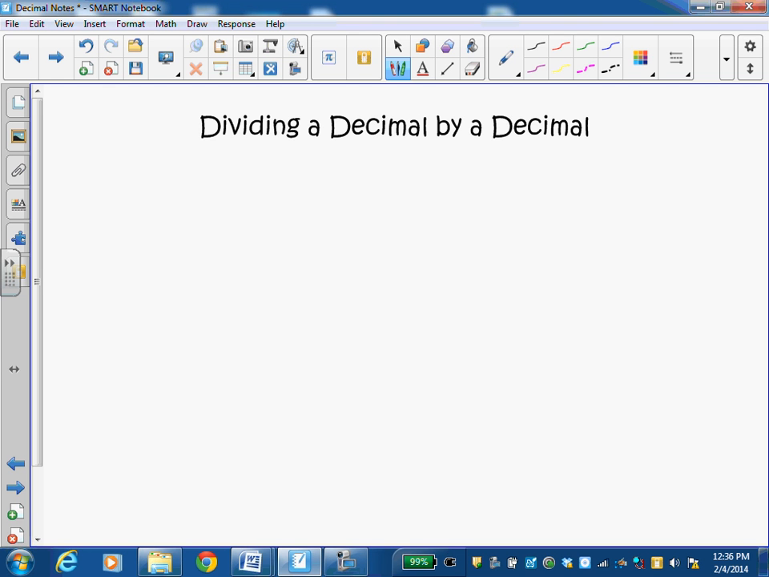I'll start with, what if you had 34 hundredths and you wanted to divide that by 2/10? Okay? So the first thing we're going to do is we need to set this up in a way that we can work with. So 34 hundredths is our dividend and 2/10 is our divisor.